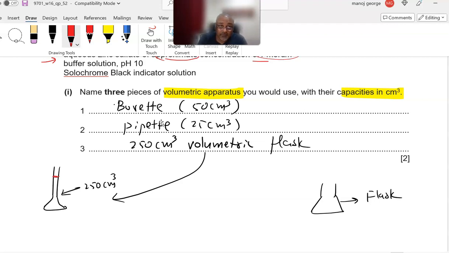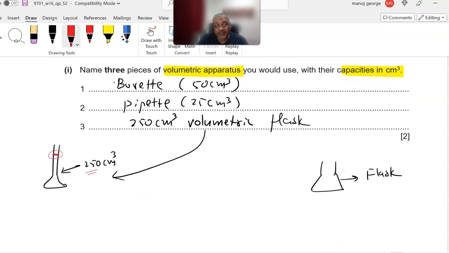Now, there's a difference between a volumetric flask and a normal conical flask. Remember, the volumetric flask has a long, narrow neck, and it's high-precision glassware, which can very accurately measure up to 250 cm cube of whatever solution you are making. Conical flasks and beakers don't give you accurate volume measurements, and they are just used for approximation. So these are the three things that you would want for your titration. Moving on to our next question.